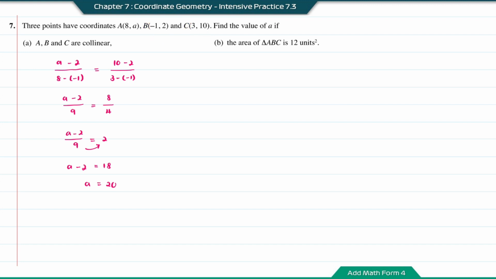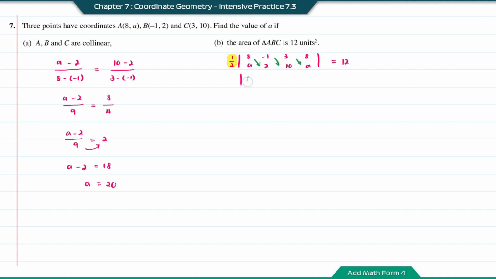Question b. Find the value of a if the area of triangle ABC is equal to 12 units squared. So here we're going to solve this using the shoelace formula. So 1/2. Here I'm just going to follow ABC, so add a, then followed by -1, 2, 3, 10, and end with add a. This is equal to 12. So next, I'm going to move the 1/2 to the right hand side.